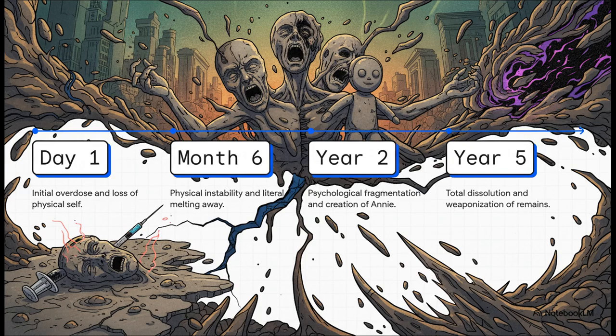In Feet of Clay, we get the initial overdose. But then, as we move into Mudslide, we start seeing massive physical instability. The guy is literally melting away. By the time we hit Growing Pains, that physical instability has mirrored a deeply fractured psychological state. And finally, by the Justice League era, it's just total dissolution. With every passing season, the core of who Matt Hagen was dissolves just a little bit more.